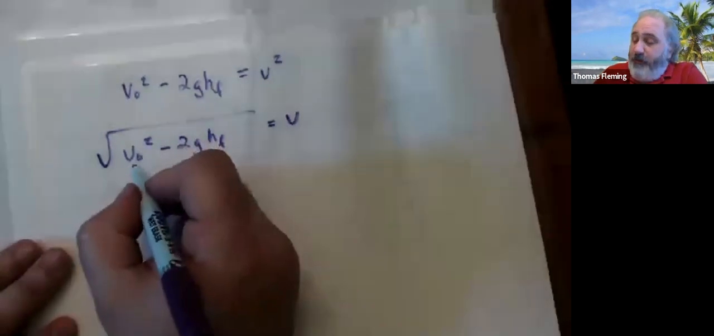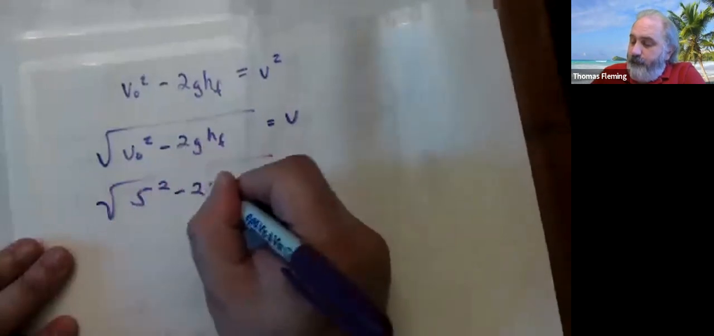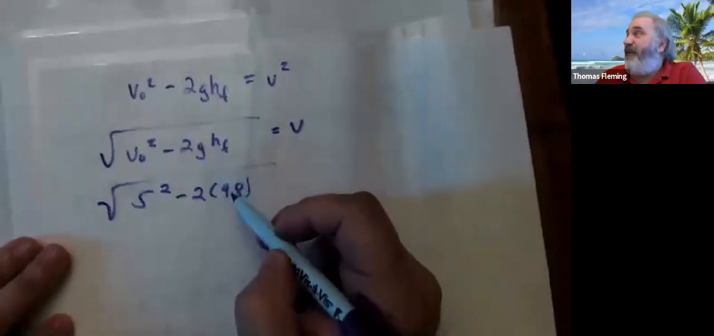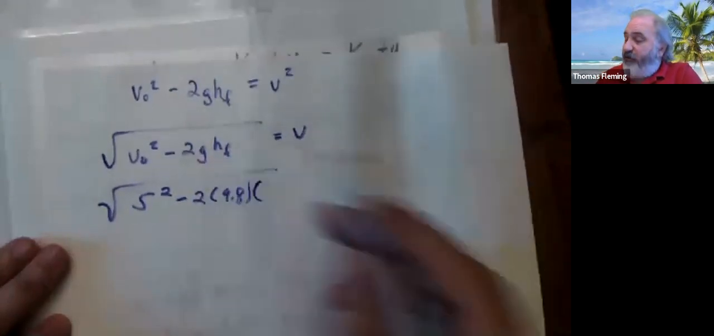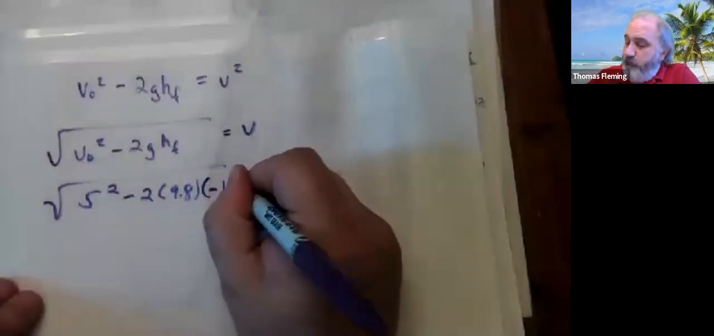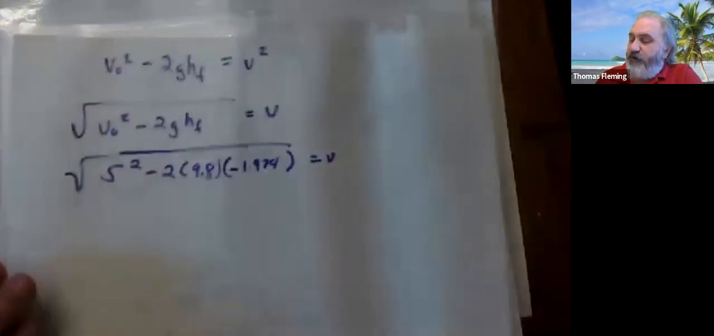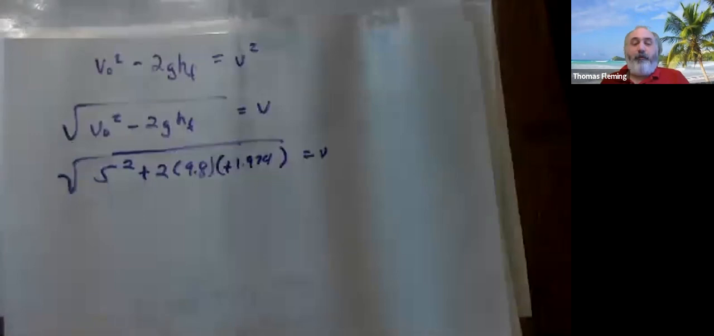I said that he started off with a speed of 5. Notice when I plug in for g, I don't put in negative 9.8. It's a positive number. The minus sign is already there. And of course, h final we said was negative 1.974. And that's fortunate for us because this minus sign and that minus sign, when I multiply them, they'll both turn positive, which is good because I'd hate to have a negative under the radical. That would give me an imaginary velocity.